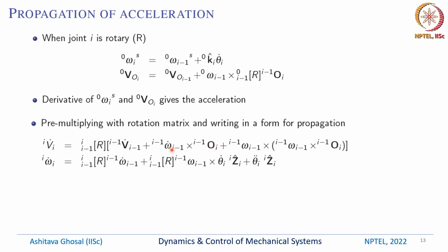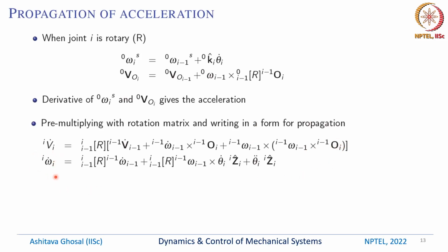So omega dot i-1 is nothing but the derivative of the angular velocity vector, which is the angular acceleration, plus some omega cross r. Most of you would have seen this expression: when you have two rigid bodies connected by a rotary joint, the acceleration is the acceleration of the previous rigid body, then omega cross alpha cross r, and then omega cross r. So this is like the centripetal acceleration.